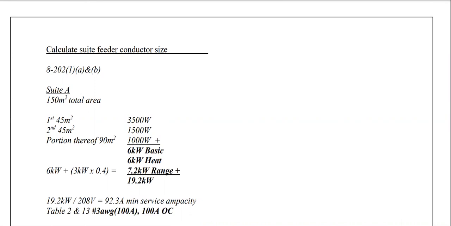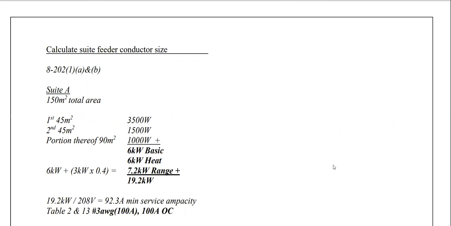So we're going to do the calculation for A first by using 8202 1A and B. 150 meters squared total area. And remember, the total area of an apartment suite is calculated at 45 meters squared for the first, 45 meters squared for the second, and any portion thereof that is in excess of 90 meters squared is taken at 1,000.